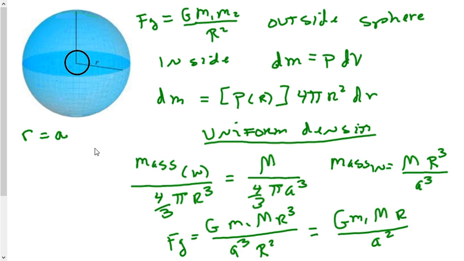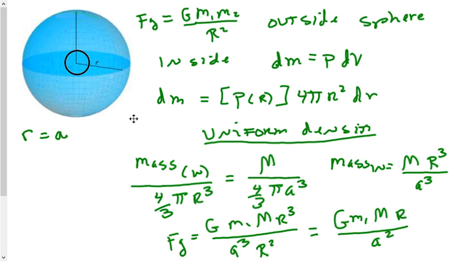Alright, here's another video explaining some things in Physics C to review. In this case, we're going to be looking at force of gravity inside a sphere and outside of a sphere. So let's say we have a planet here, and it's got a density of some sort. In this case, we don't know. And we'll look at two different cases here where we have a uniform density and a non-uniform density.